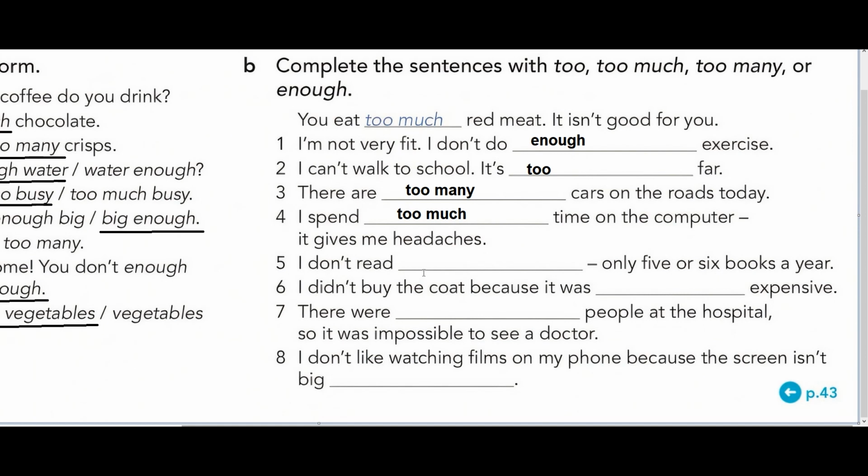Number 5, I don't read enough, only 5 or 6 books a year. Number 6, I didn't buy the coat because it was too expensive. Number 7, there were too many people at the hospital, so it was impossible to see a doctor. And the final one, I don't like watching films on my phone because the screen isn't big enough.